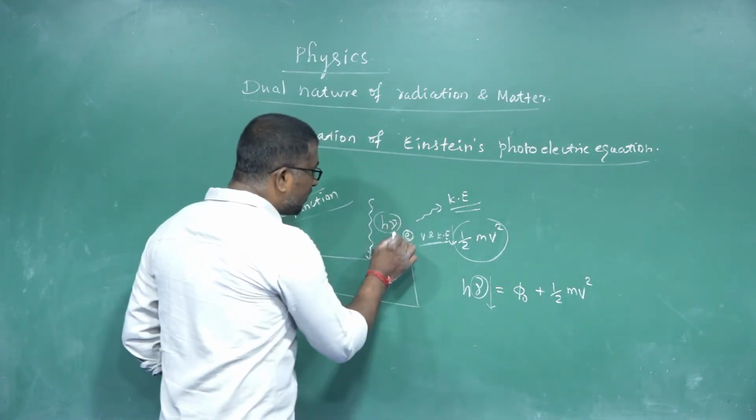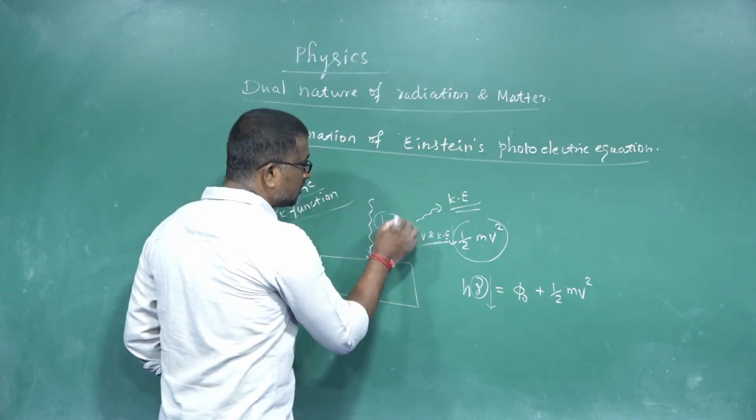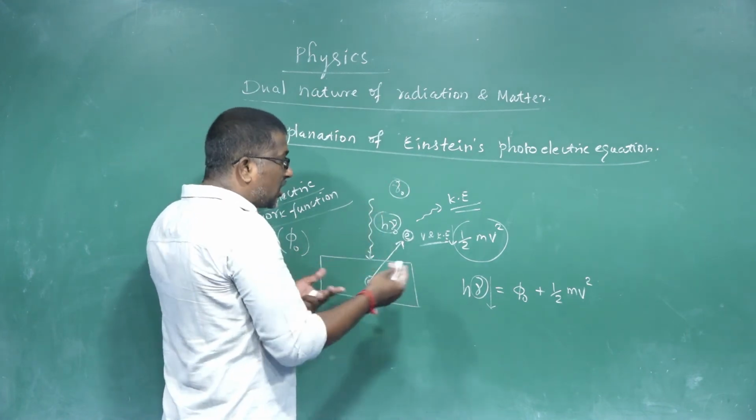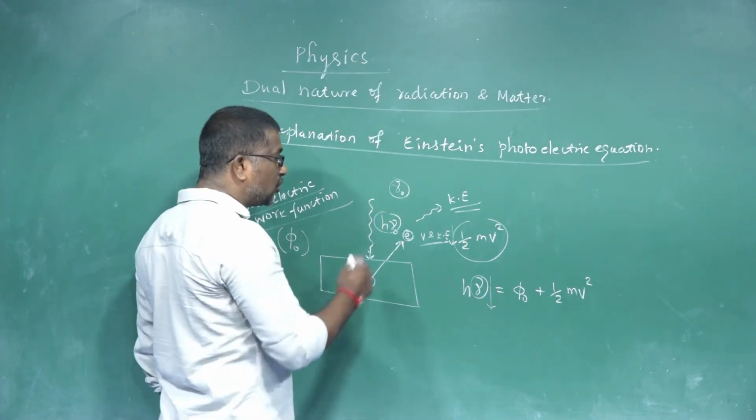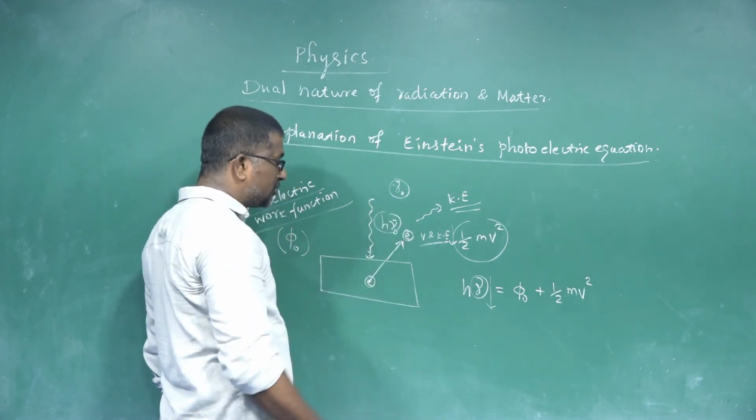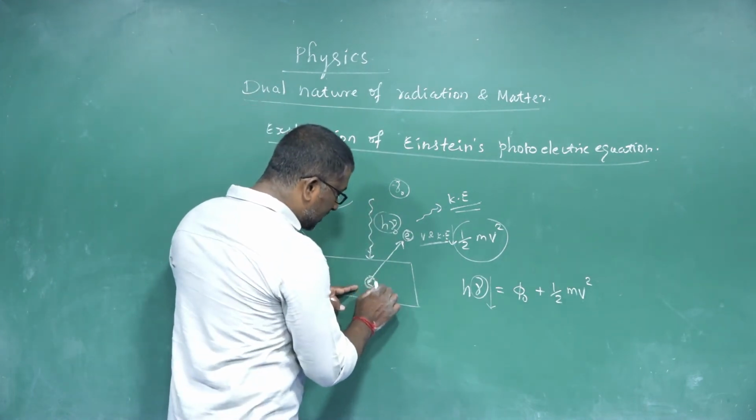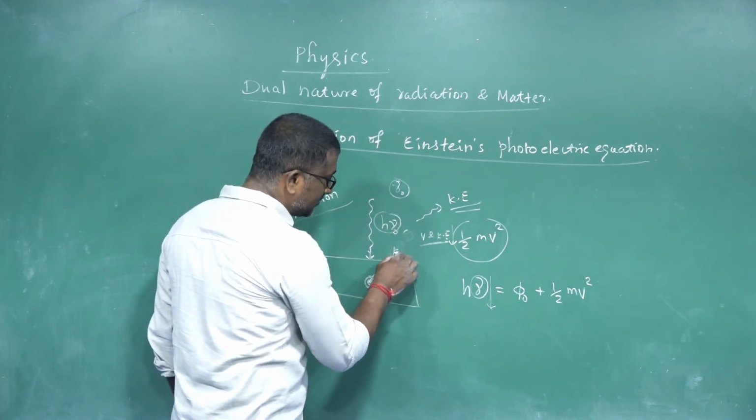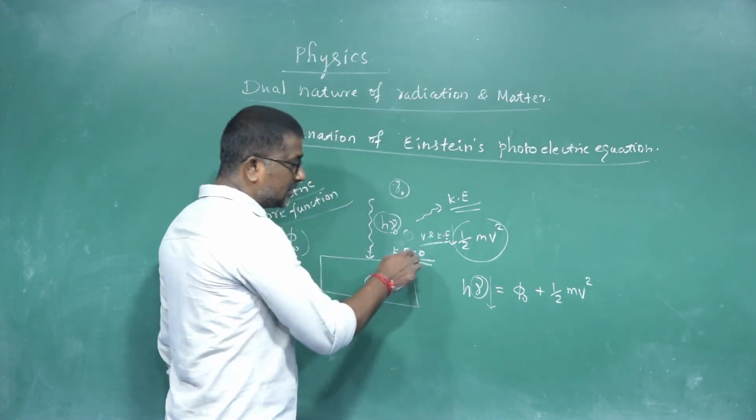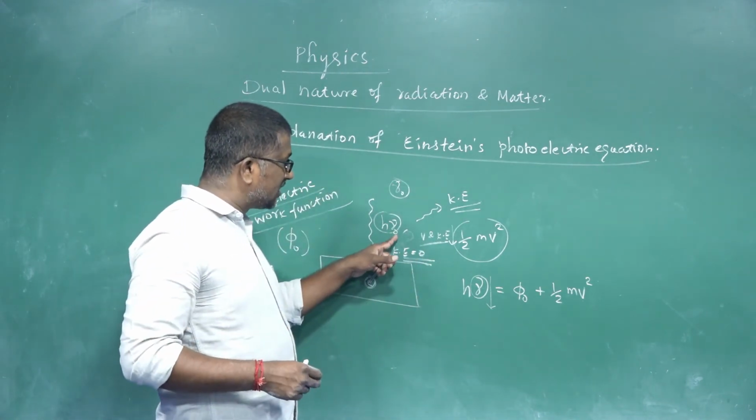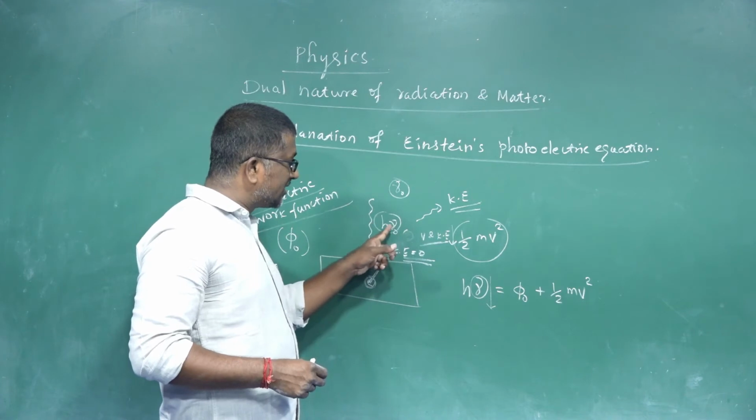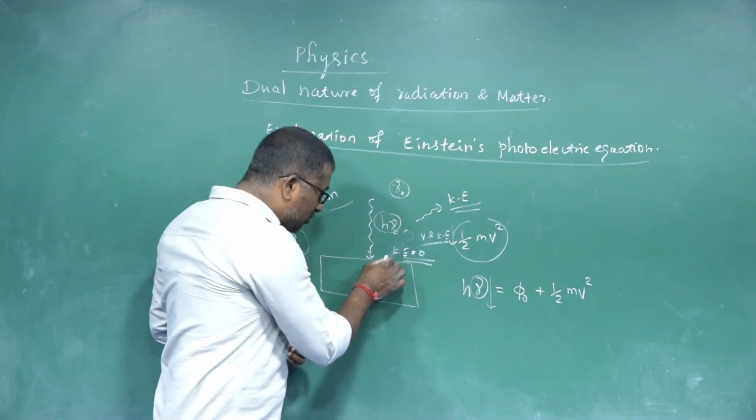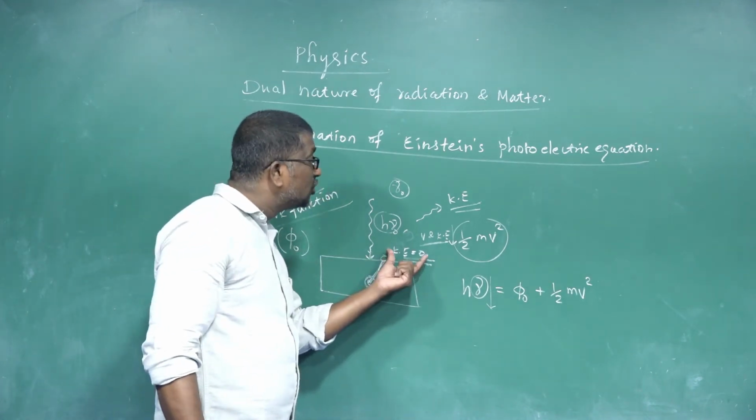At one particular frequency of the incident radiation, suppose the frequency is nu naught, then the corresponding photon energy is h nu naught, which is incident on the metal surface. The electron comes out from the metal surface, but with zero kinetic energy.